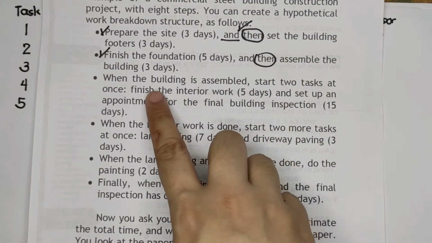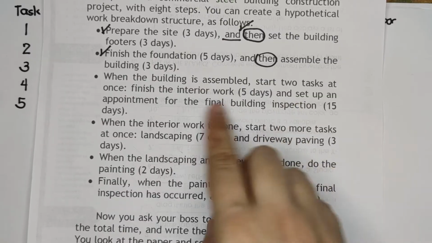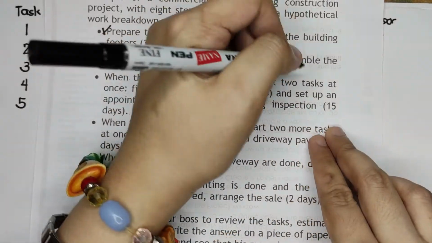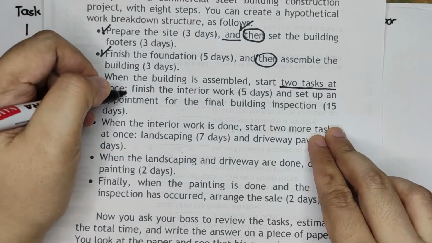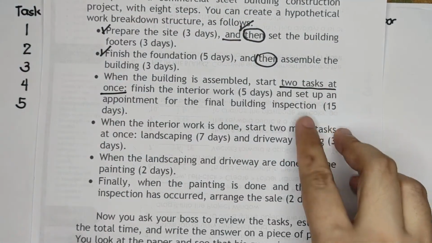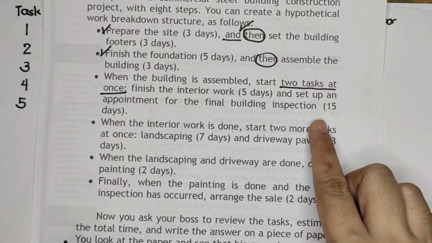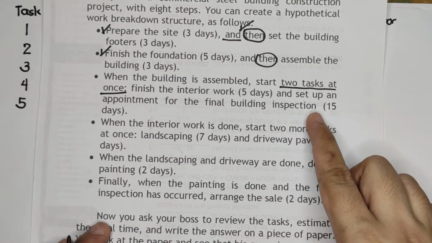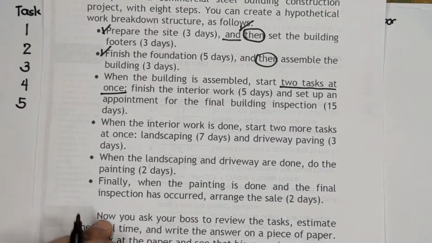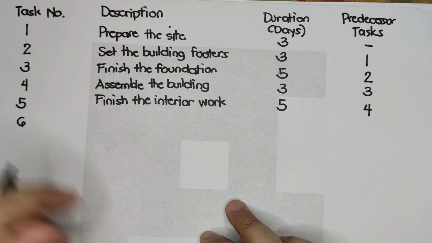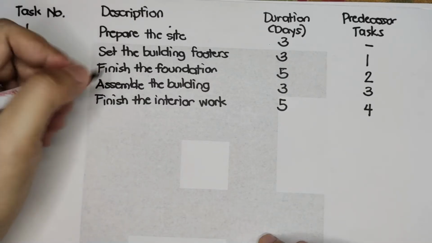And then it's also indicated that another task, because it is said here, when the building is assembled, start 2 tasks at once. So, set up an appointment for the final building inspection. Its predecessor task would also be task number 4. So, task number 6 will be set up an appointment.